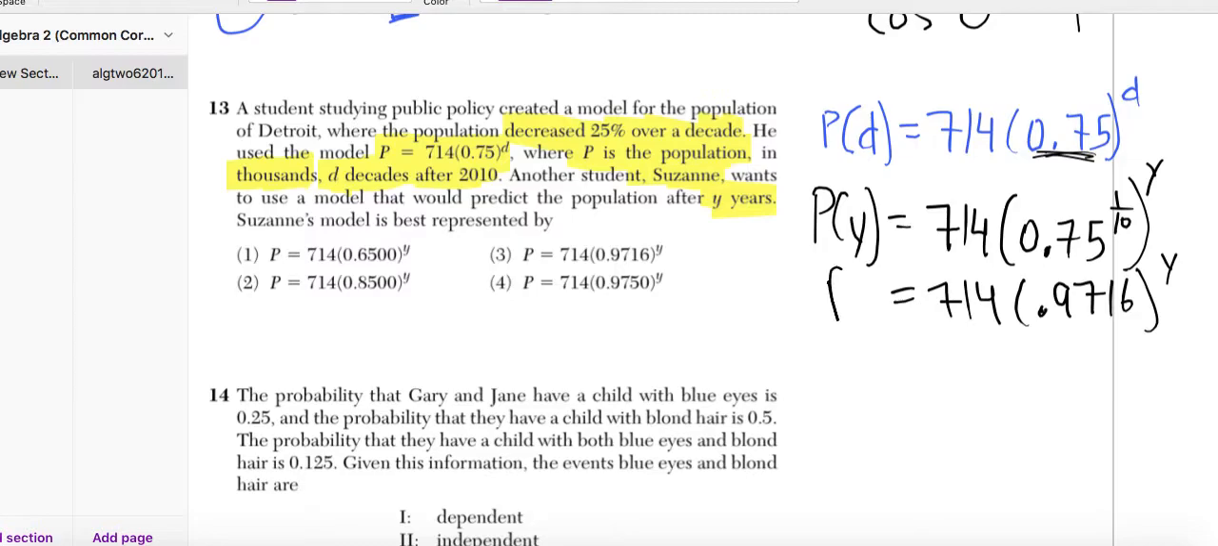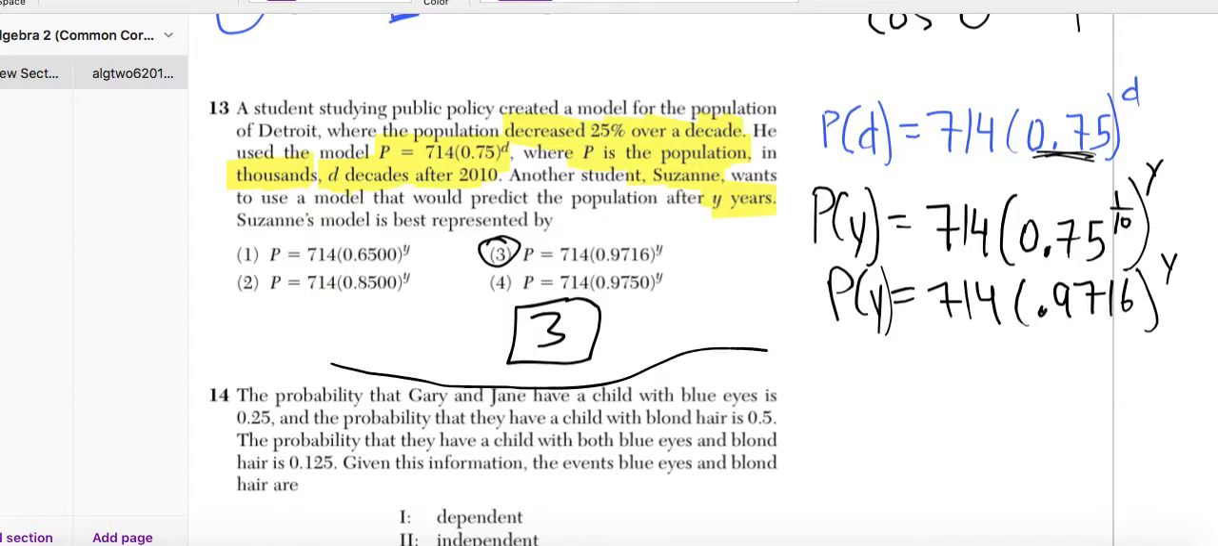So the population after y years can be given by this, right? Because if I raise 0.9716 to the 10th power, in a decade it'll give me about 0.75. Okay? So the answer is choice 3. It's just knowing how to manipulate exponential functions for different time periods. All right? Now we're going to move on to number 14.